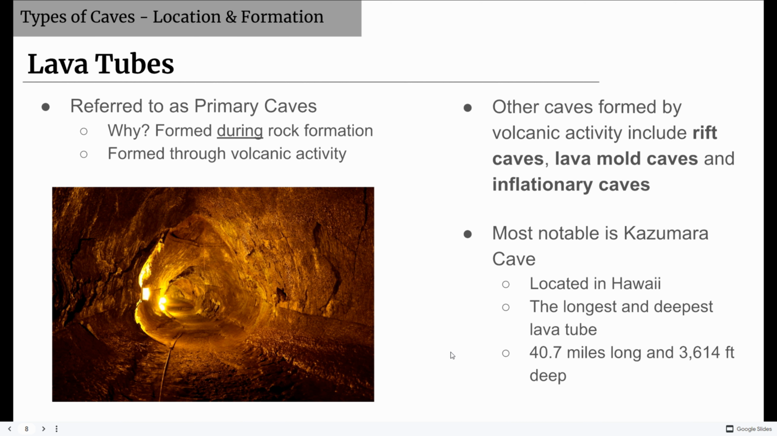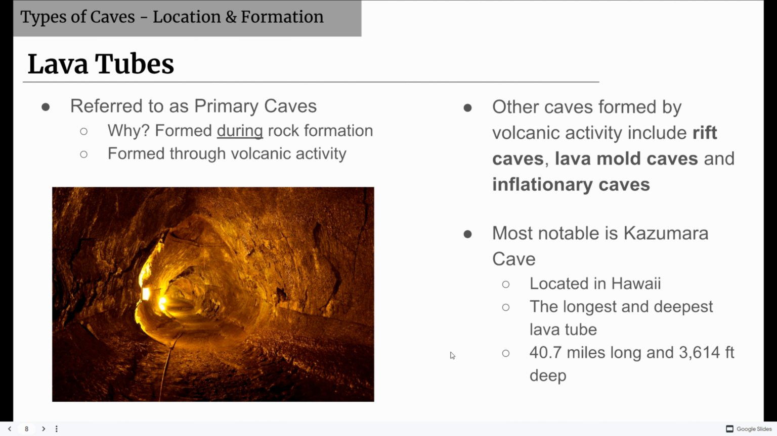Most caves, the rocks form, and then later on, they're dissolved away or weathered away to form the caves. When you have something like a lava tube, that is considered a primary cave because the cave forms at the same time as the rock around it. So the rock that the cave is in is formed with these hollow openings in it already. So it all happens at the same time instead of rock first, openings dissolving away later. Other examples of primary caves would be rift caves, lava mold caves, and inflationary caves.